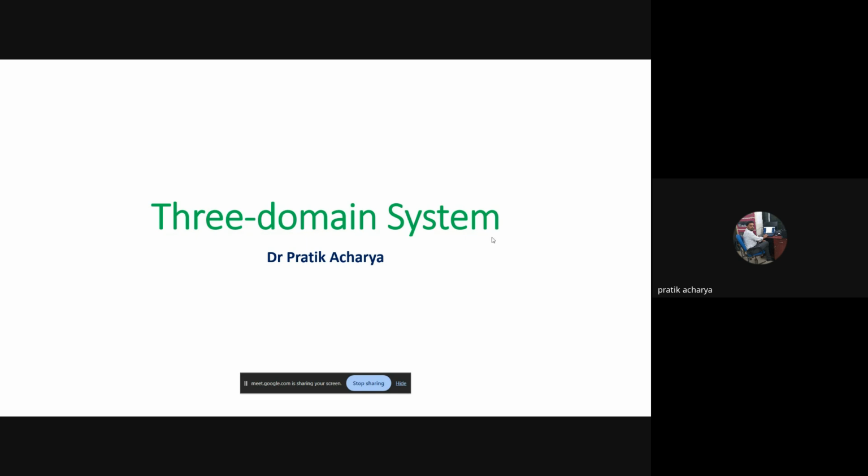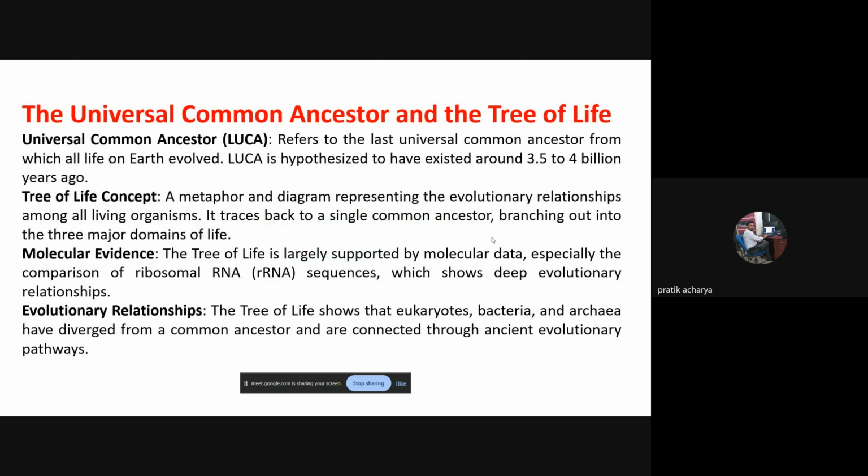So, another part of evolution, diversity and systematics: we start first with the three domain system, the universal common ancestor and the tree of life.